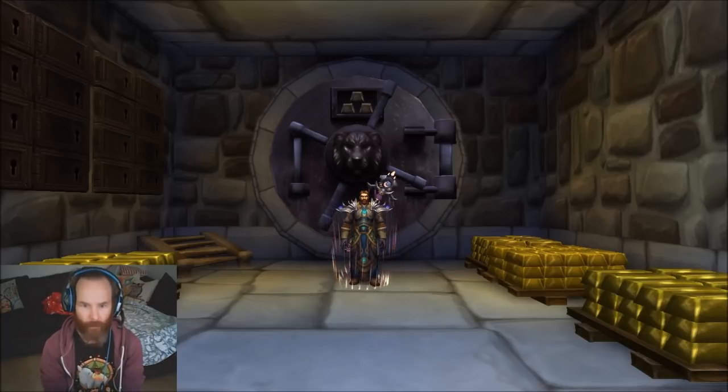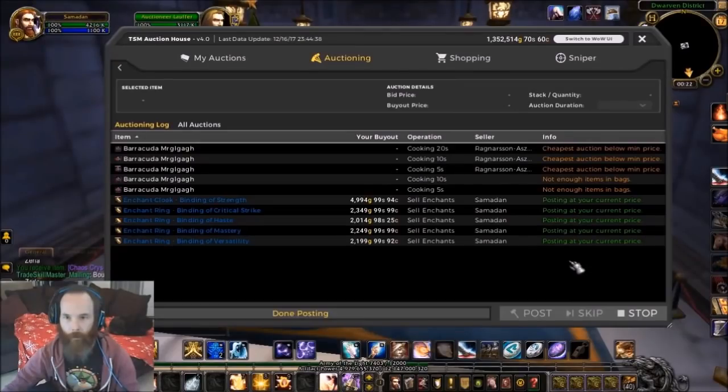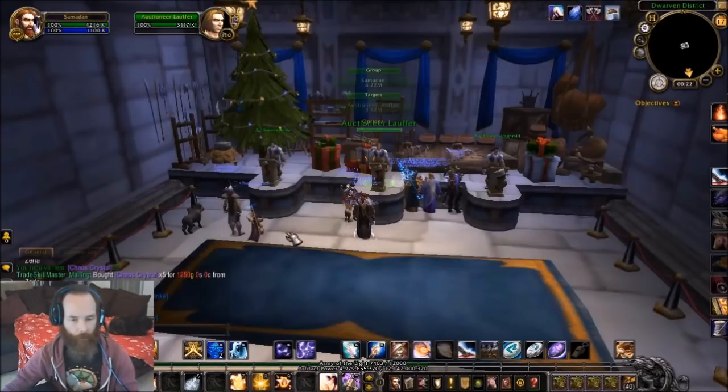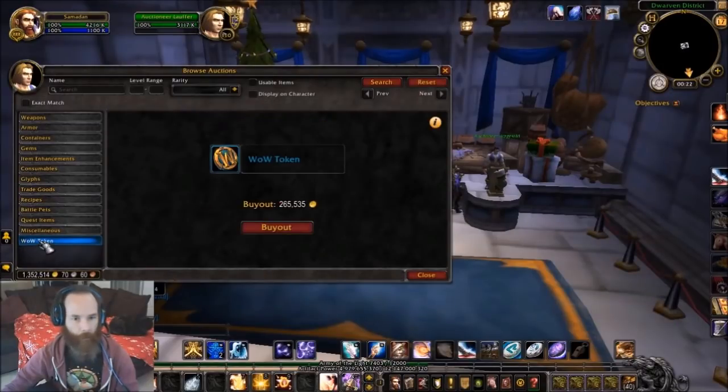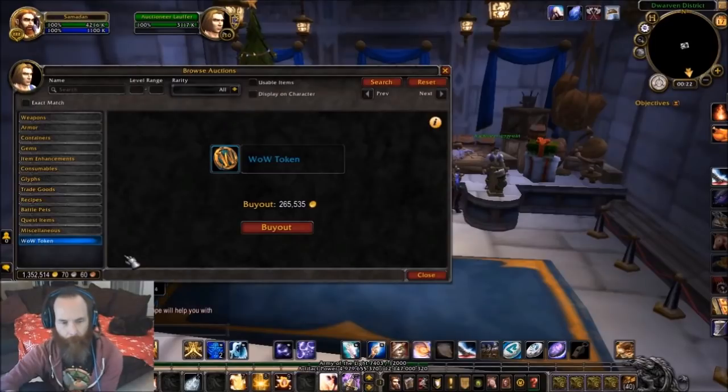The other major thing that happened in December was I was able to save up enough money for 5 WoW tokens, and I bought all of those in one go, as you'll see here. We actually have 1,352,000 gold. What actually is the price of WoW tokens at the moment? 265. That's pretty cheap. How much do I need?